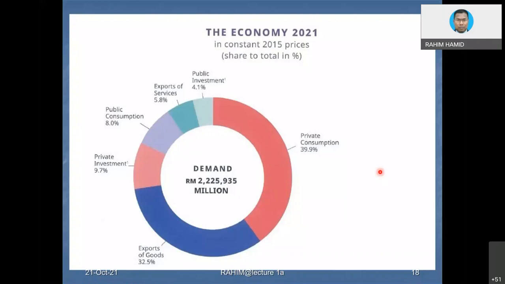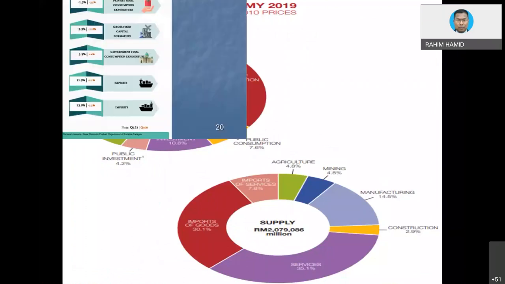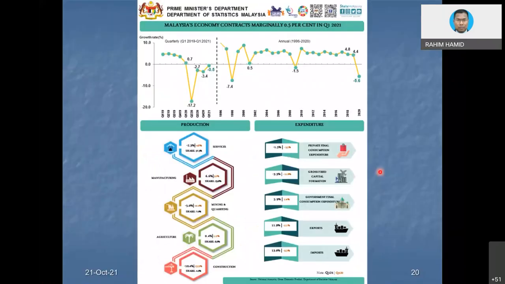Okay, so that would be our economy. And what else? Okay, this is an example. If you notice, our GDP from 1996 until 2020, we can see up and down. Up and down. And you can almost see the pattern between the year 2000, 1990, 1985, and then the year 2008, and then 2020. You can see almost a cyclic pattern.